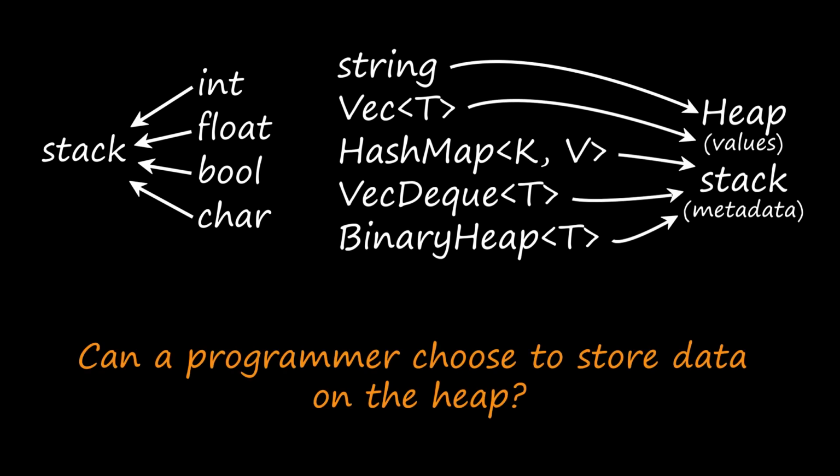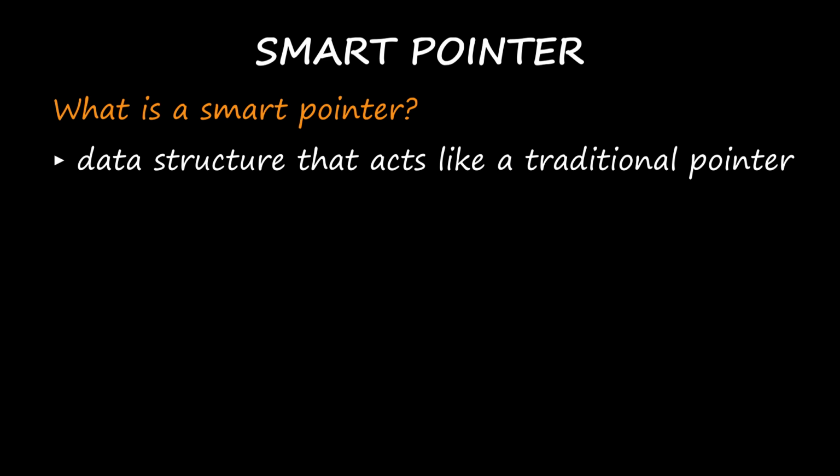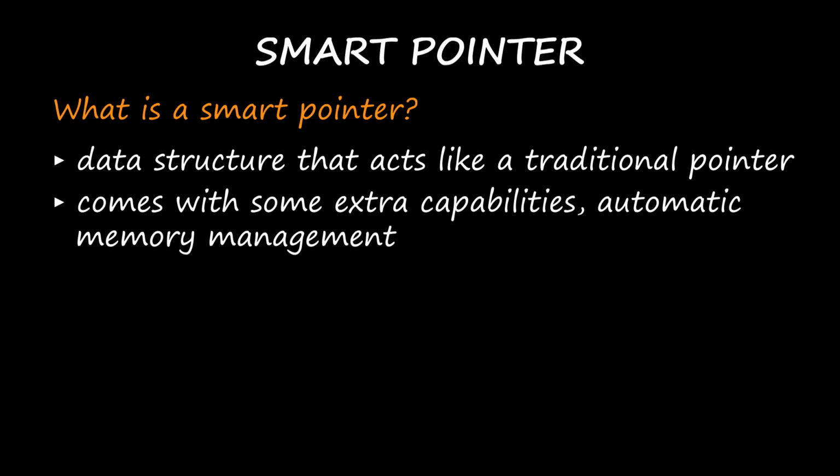But is there a way for a programmer to explicitly choose to store the data on the heap, regardless of its default type? The answer lies with the smart pointers. So what is a smart pointer? A smart pointer is a data structure that acts like a traditional pointer, but it also comes with some extra capabilities, like managing the memory automatically.